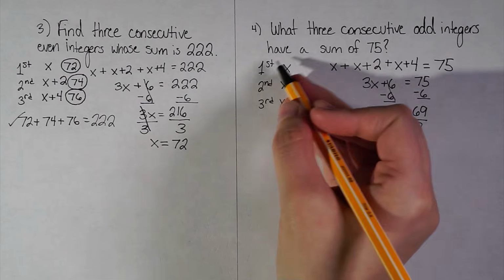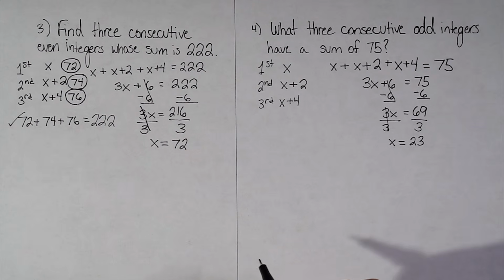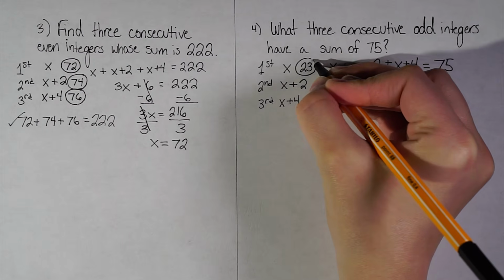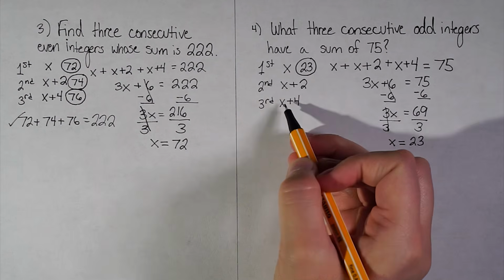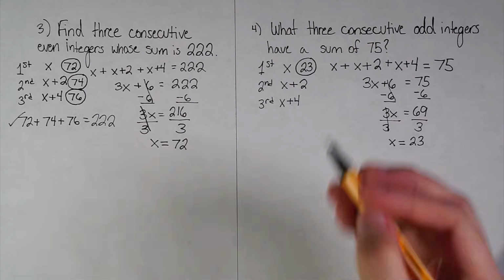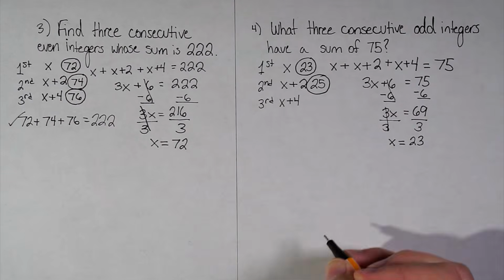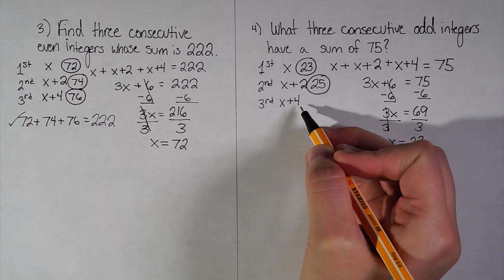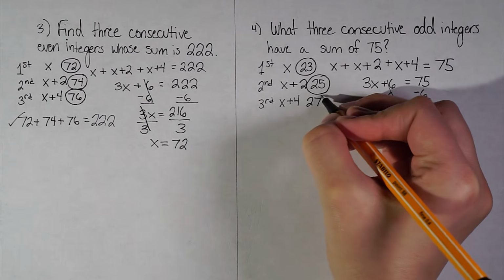But I need to come back here to my original question. They want to know all three numbers, integers. So I know x is 23. In order to find my second number, I just sub in what I know is x, 23, plus 2. So 23, 24, 25 is my second number. Now I want to plug in for x my 23, so 23, and then plus 4 would give me 27.